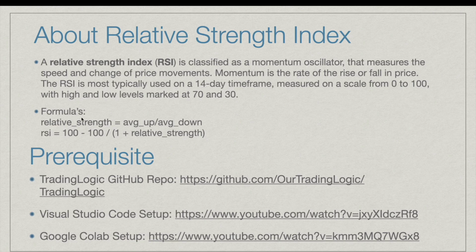The formulas are: relative strength equals average up divided by average down, then RSI equals 100 minus 100 divided by 1 plus relative strength.